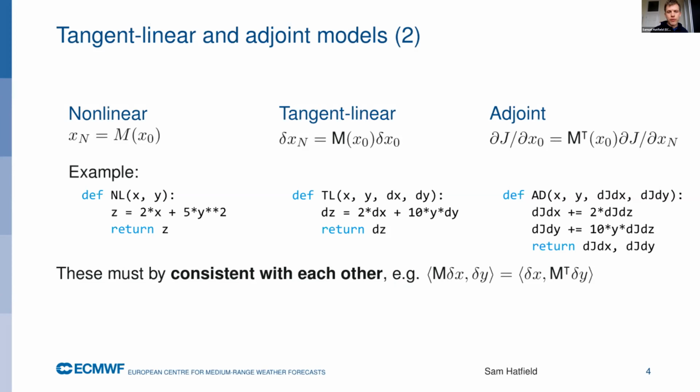So there are a number of relations which these 3 models have to obey in order for 4D-VAR to work correctly. And these criteria provide very strong constraints which aid in developing these models. For example, this is how the tangent linear and adjoint models must be related. This is in fact the definition of the adjoint with respect to the tangent linear.